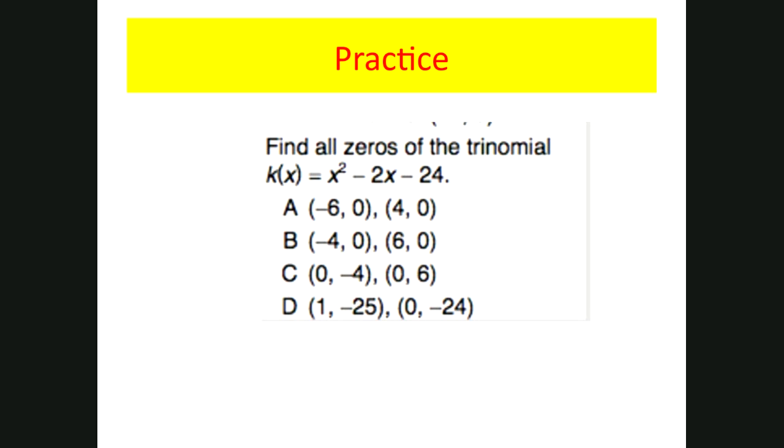This is an easy one since there's a 1 in front of the x squared. Got negative 24. So what two numbers multiply to give me negative 24 but add up to 2? So let's see, how about 6, negative 6 and positive 4? So I'm going to go (x minus 6)(x plus 4) is equal to 0. So my answers are x equals 6, x equals negative 4.